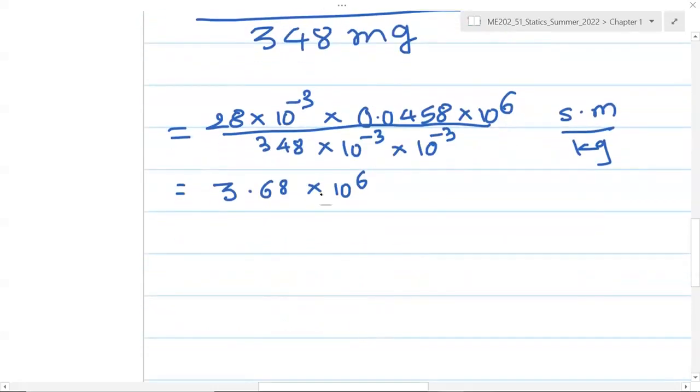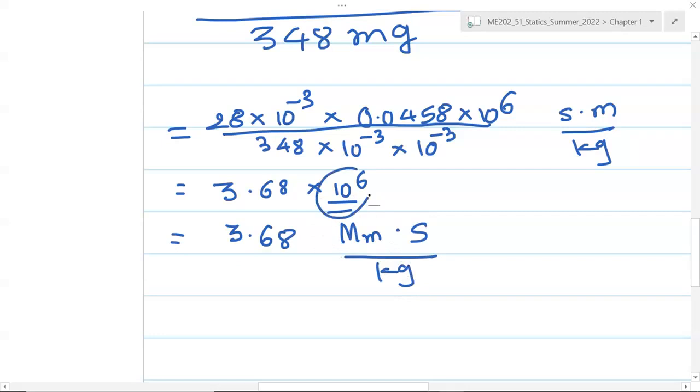Now that's a big number. Since it is 10 to the power 6, we can use an appropriate prefix. So we will represent this answer as 3.68 and write that as megameter multiplied by second divided by kilogram. So we have replaced this 10 to the power 6 by mega applied to meter. We could have actually applied this to second as well, but normally for time we do not use megaseconds.